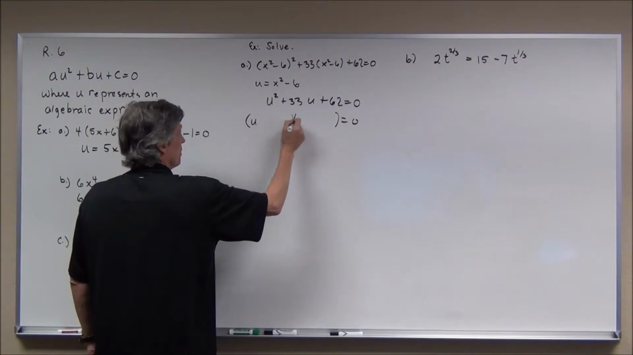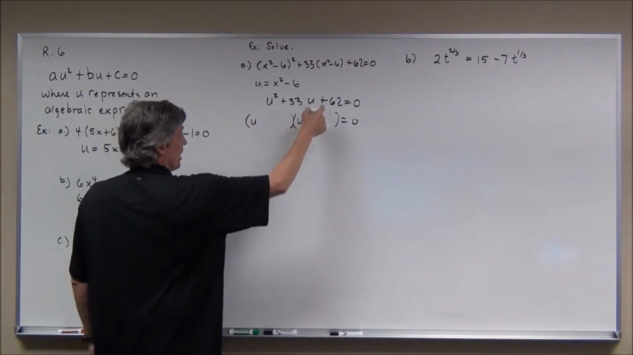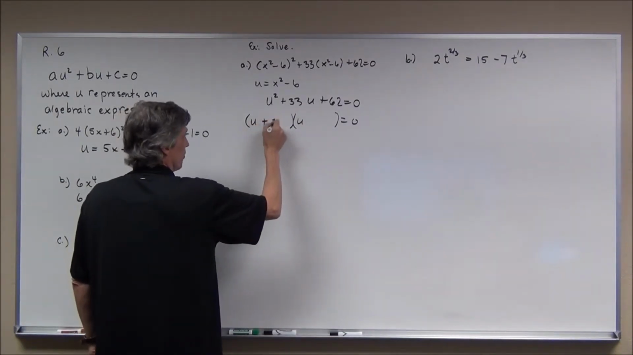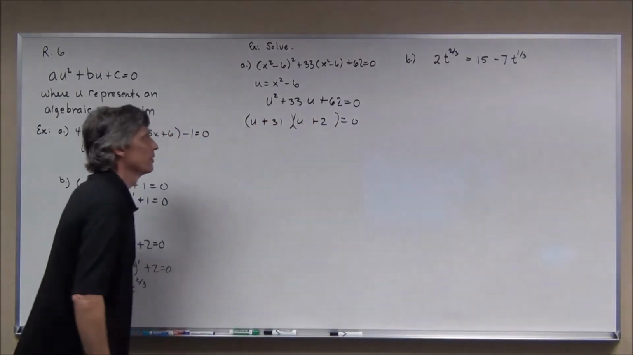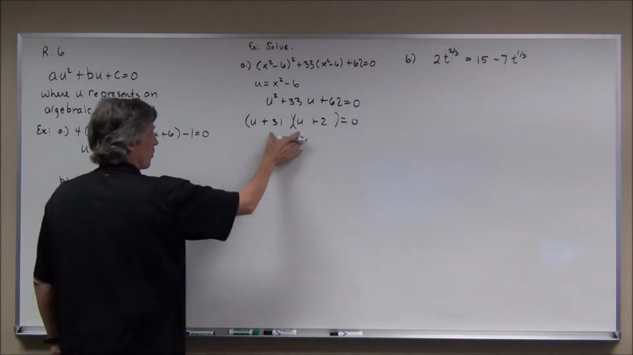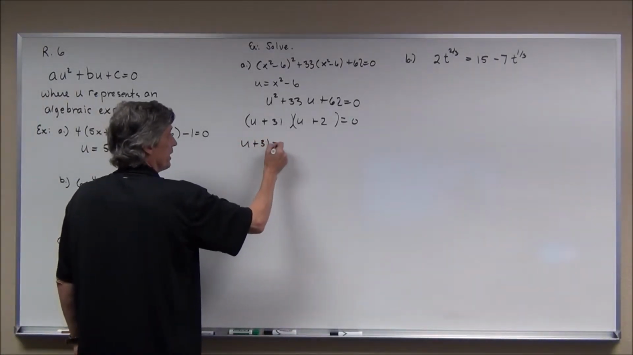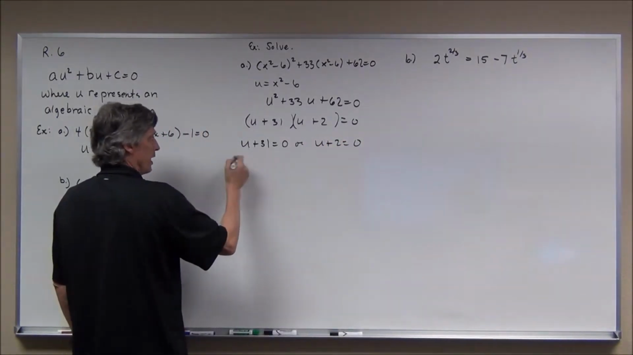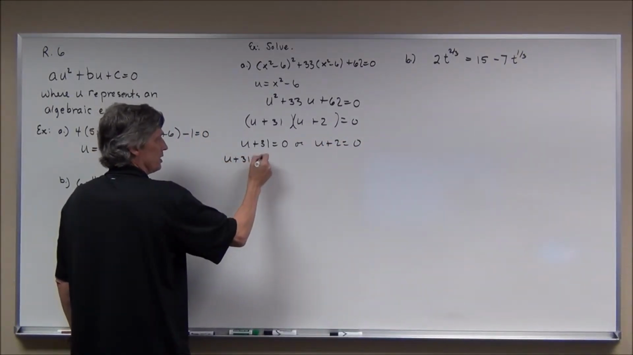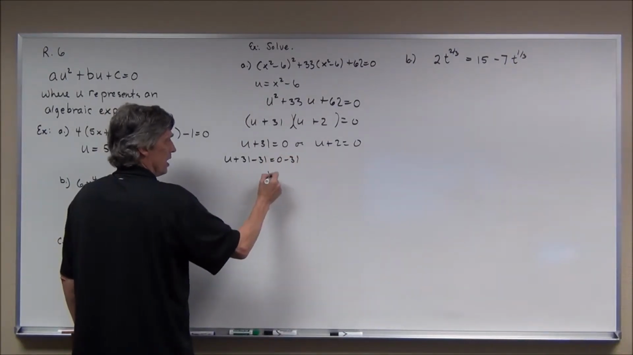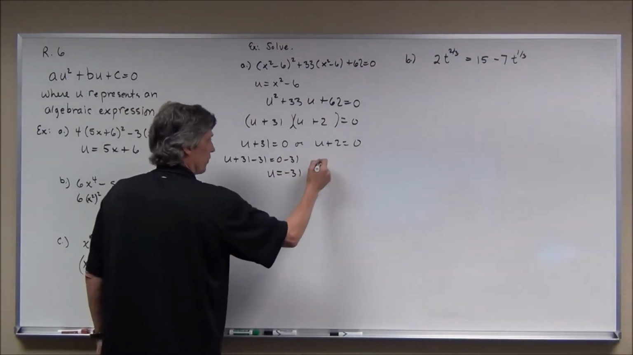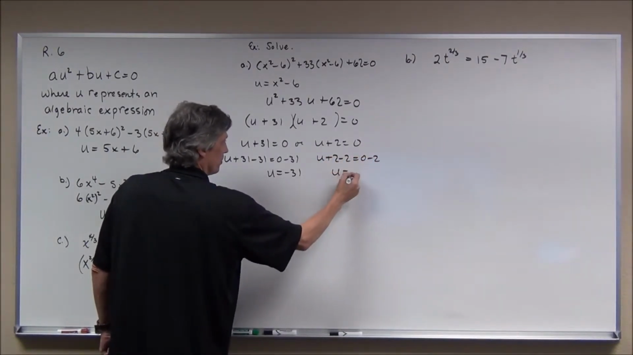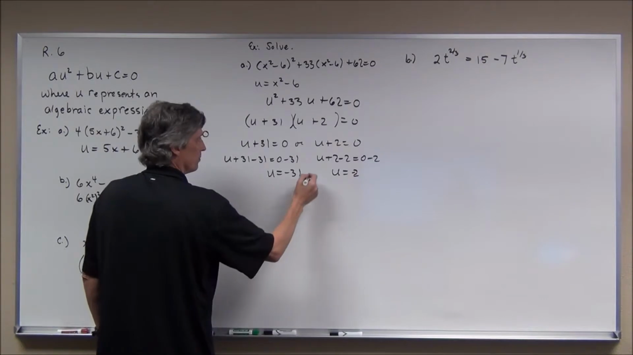This is going to be a u and a u, which is one of the reasons why we do this. And it looks like 31 times 2 is going to give me that 33, so plus 31 and plus 2. Once we have it to this point, we use the zero product property. u plus 31 equals 0, or u plus 2 equals 0. I'm going to subtract 31 from both sides here. Solve this little linear, I get u is equal to negative 31. Then over here, I'm going to subtract 2 from both sides. And I have u is equal to negative 2.